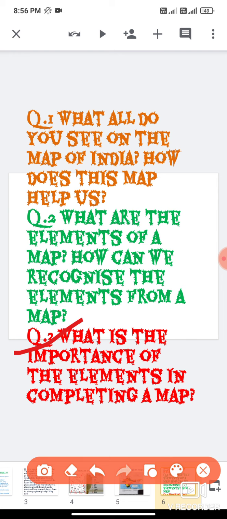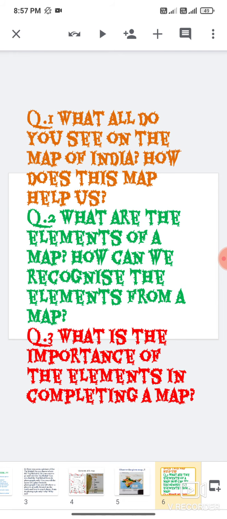Alright students, a map is incomplete without its four elements, that is, title, scale, legend and direction. The elements help us to read the information given in the map. Without the elements it will not be a complete and true map. So that is the importance of having the elements.